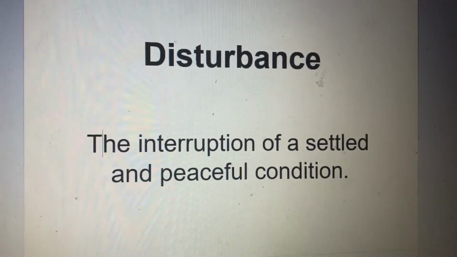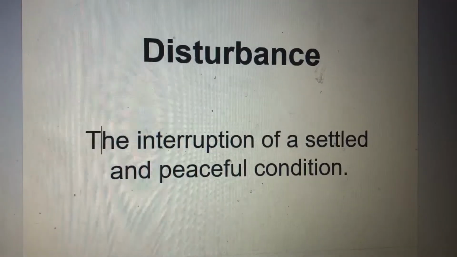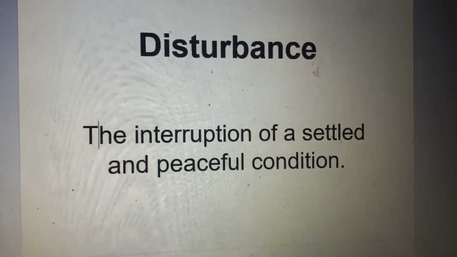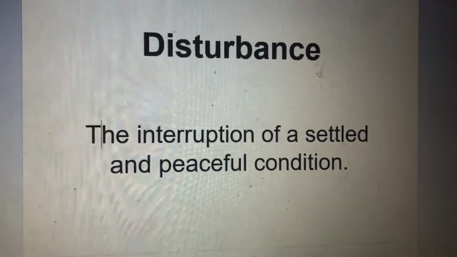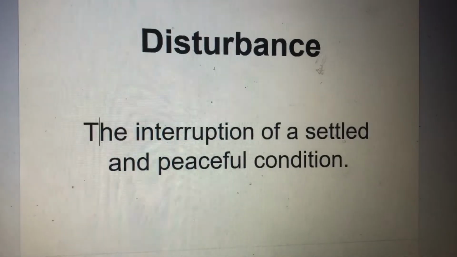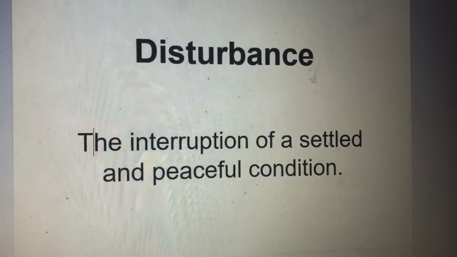Like sometimes we're in the classroom and somebody interrupts, or when you were sleeping, somebody interrupts your sleep, or when you're eating, somebody interrupts that state, right? So it's an interruption of a settled and peaceful condition. That is a disturbance. I would like you to write that down in your notebooks.